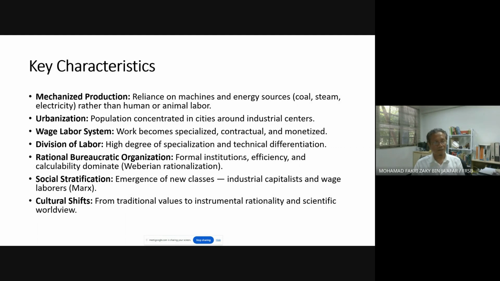And then there is a cultural shift from traditional values to instrumental rationality and a scientific worldview. This is necessary because, remember, when the industrial revolution came, products were produced in vast numbers. So you need to persuade people to buy these products. The way they do this is by persuading through rational argumentation that this product is needed, this way of life is the way forward. So there is a cultural shift towards meeting the expectations of capitalist production.